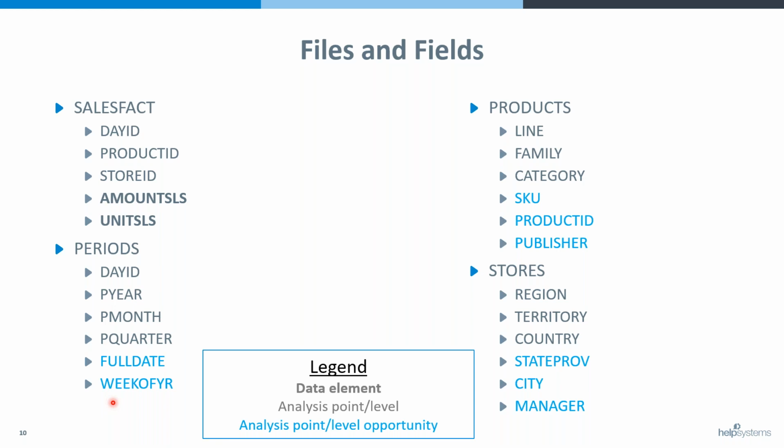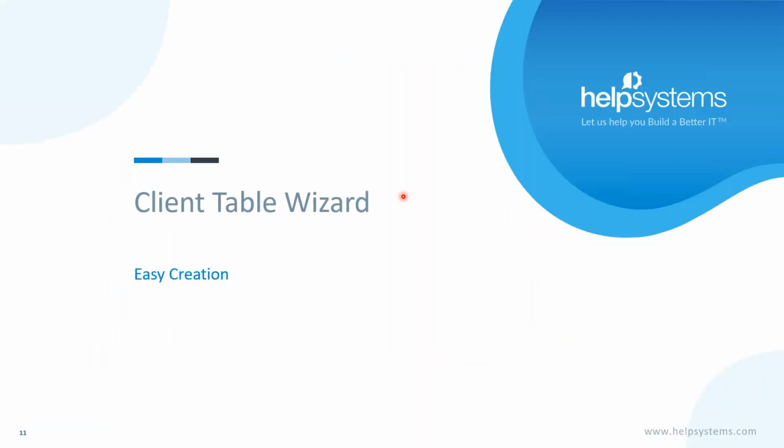So if I didn't want to analyze products just by line, family, and category, I could have included the SKU or the publisher of the product. So there's other elements I could have added, and those would all become analysis points for my client table and filter opportunities.